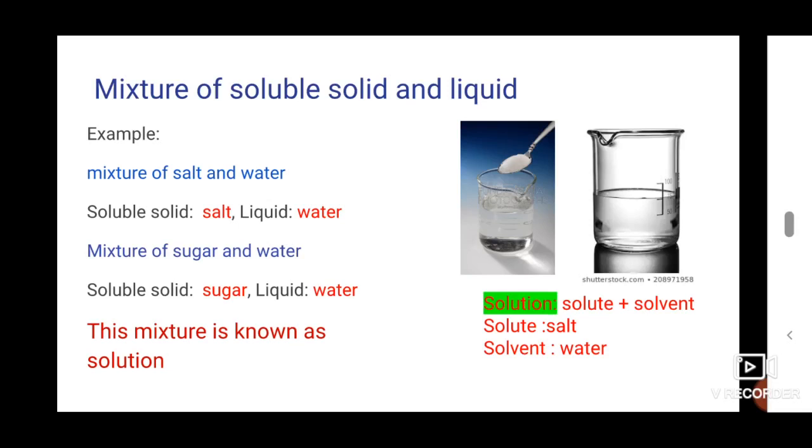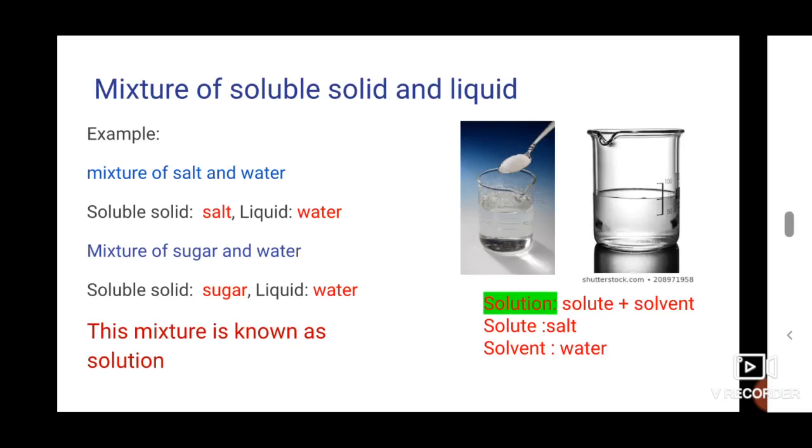So in a mixture of sugar and water, which is a soluble solid? Sugar. And which is a liquid? Water. So a mixture containing a soluble solid and a liquid is known as a solution. The mixture of a soluble solid and liquid is known as a solution. Scientifically, a solution is made up of two kinds of things. One is a solute and another one is a solvent. So solute and solvent mix together to form a solution.